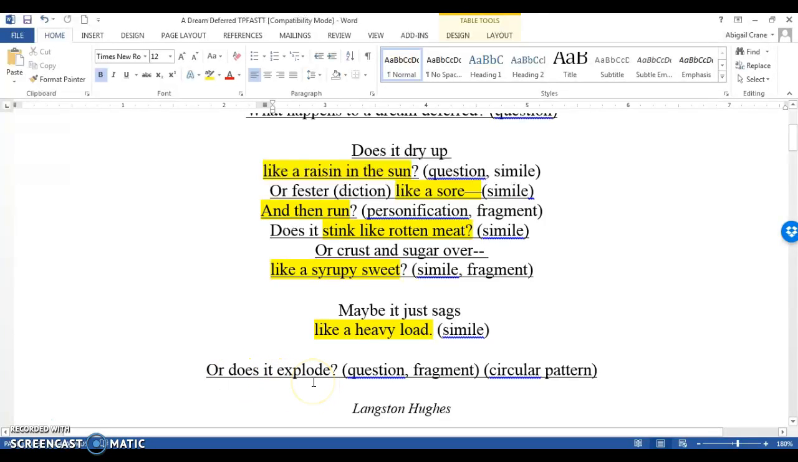It's also important to consider the idea that Hughes asks, or does it explode? When we think about an explosion, many people want to say, oh, the dream disappears. But in an explosion, when things are blown up, like a building, the building itself is destroyed, but bits and pieces of it remain. And those pieces can never be put back together. In the same way, a dream that has been abandoned, or in this case exploded metaphorically, can never be put back together, or never can be returned to and fulfilled.